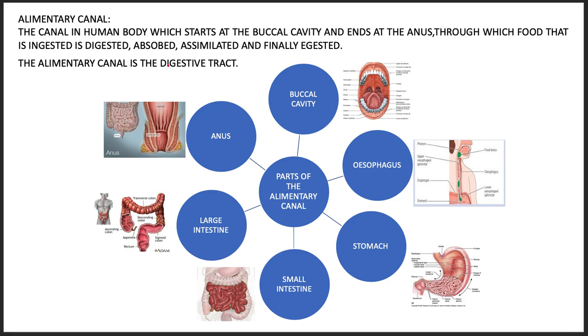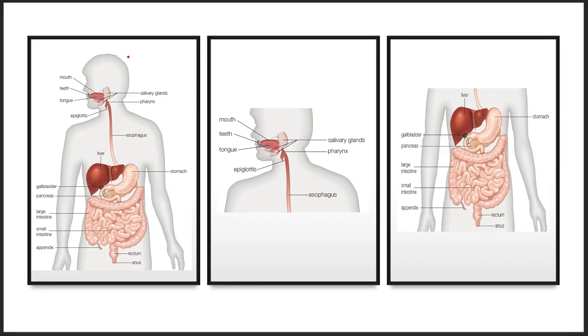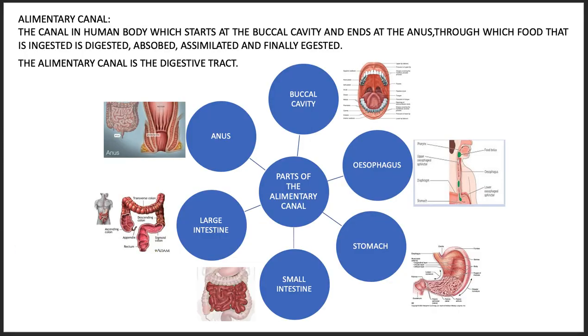The alimentary canal is the digestive tract, which means that the food passes through the mouth into the food pipe, stomach, small intestine, large intestine, and then the anus. So this whole long pipe through which the food passes is called the alimentary canal. It is the part of the digestive system. In the definition you read the word buccal cavity. So what is the buccal cavity? The buccal cavity is nothing but the mouth.